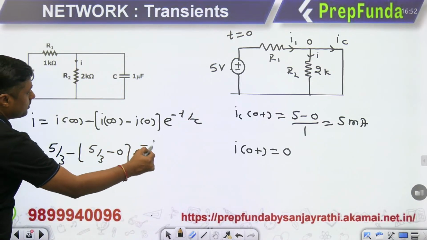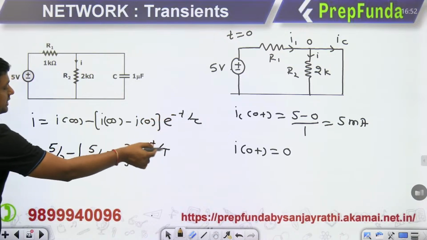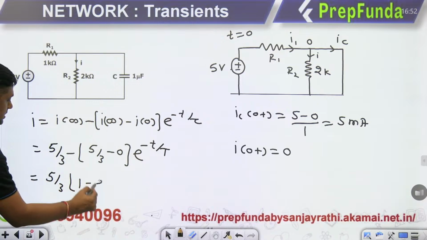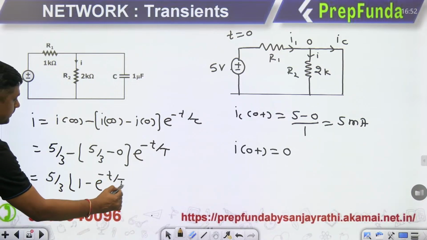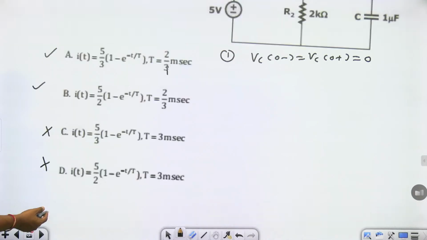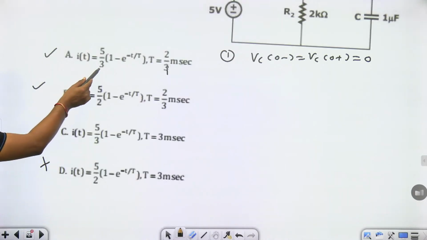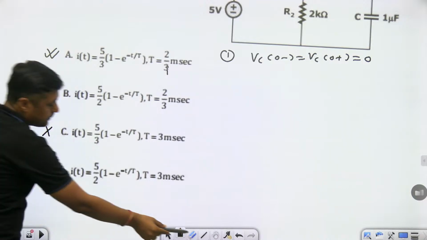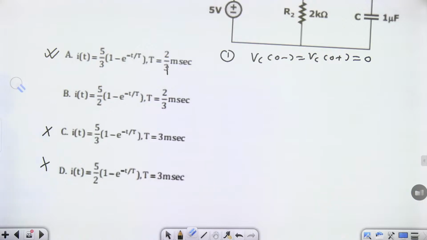So it will become 5 by 3 into 1 minus e raised to power minus t by tau, where tau is the time constant. So 5 by 3, in which answer do we have the 5 by 3? In the first option we have the 5 by 3. And that's why answer A is the correct one, not B. And the time constant is 2 by 3 milliseconds, guys.